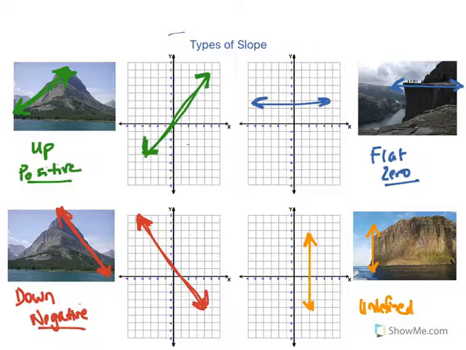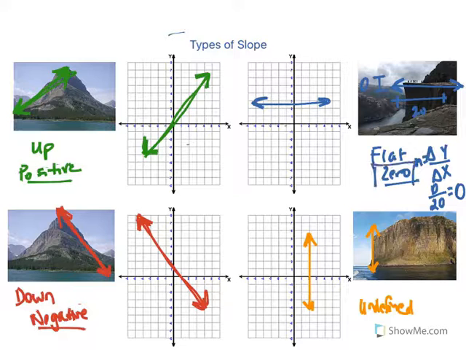Now let me just mathematically explain a slope of 0 and an undefined slope. So a slope of 0, we know that slope is the change in y over the change in x. So the change in y here is 0. The change in x here is going to be a number. Let's call it 20. If I put this in the formula, I get 0 divided by 20. If I divide 0 into 20 parts, it's still 0. So that's why a flat line has a slope of 0.